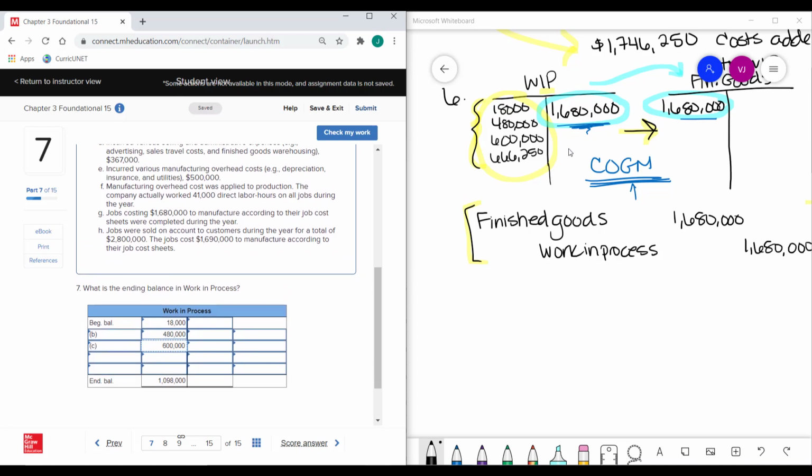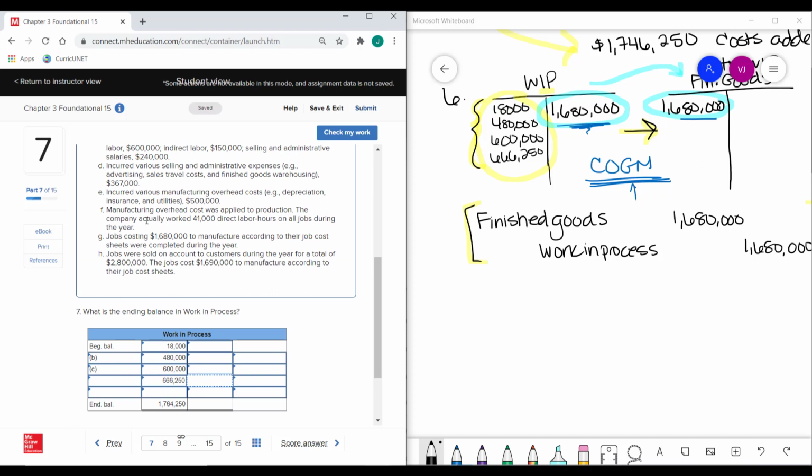And then we have the manufacturing overhead applied. So that's a 666,250. And that matches up with item F. And then finally, we have this credit of 1.68 million. And that relates to item G. So we can see here, taking that beginning balance into consideration, plus all the costs added, minus the cost of the jobs we finished, leaves us with $84,250 in work in process. Let's score.